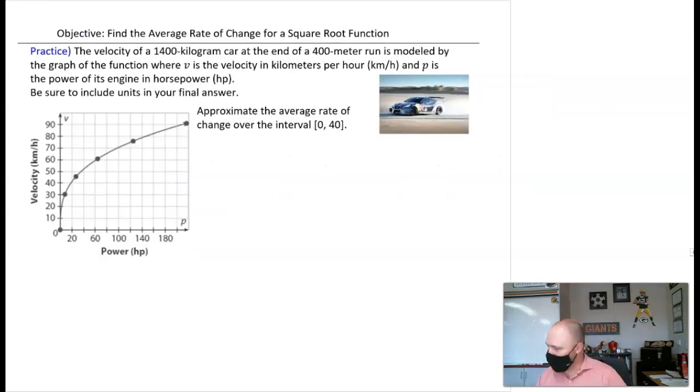All right, here is another practice problem for you. Go ahead and calculate the average rate of change over the interval 0 to 40 for the velocity of a car per horsepower.